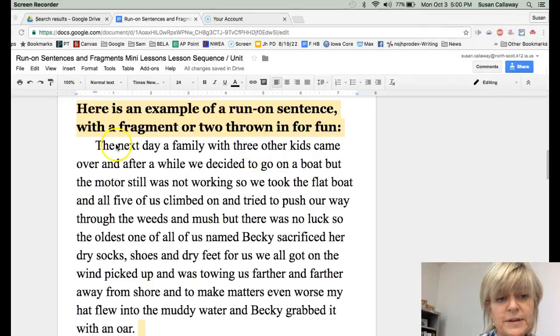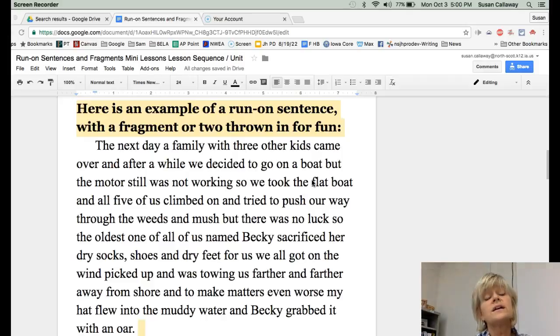So here's an extreme example. The next day, a family with 3 other kids came over, and after a while we decided to go on a boat, but the motor still was not working, so we took the flatboat, and all 5 of us climbed on and tried to push our way through the weeds and mush, but there was no luck, so the oldest one of us, named Becky, sacrificed her dry socks, shoes, and dry feet for us. We all got on, the wind picked up, and was towing us farther and farther away from shore. To make matters even worse, my hat flew into the muddy water, and Becky grabbed it with an oar.